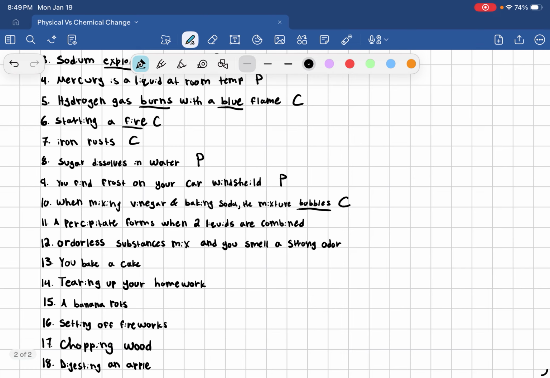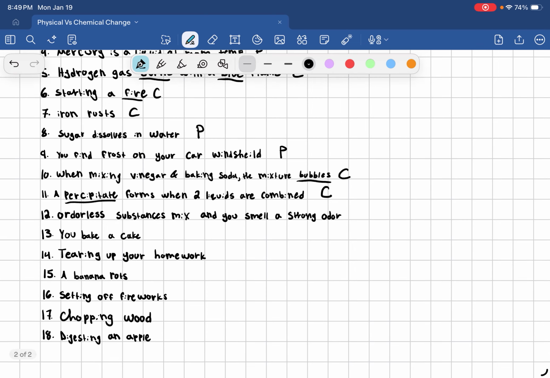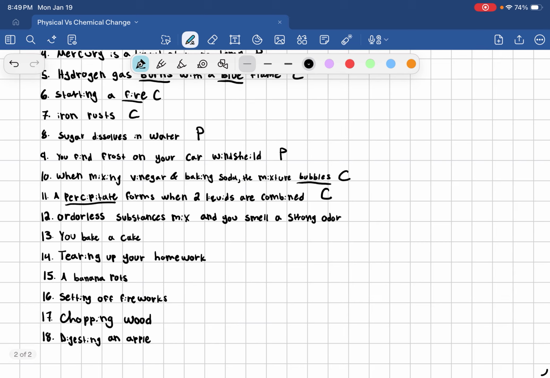Number 11, a precipitate forms when two liquids are combined. This is from before, that precipitate, that solid, that new substance, meaning chemical. Odorless substances mix and you smell a strong odor. This is chemical. When there's a change in odor, it's a chemical reaction. You bake a cake. This is chemical because chemical reactions are irreversible. You can't take sugar out of an already baked cake or any other ingredient that you put into the cake.